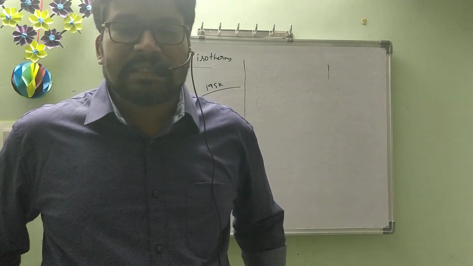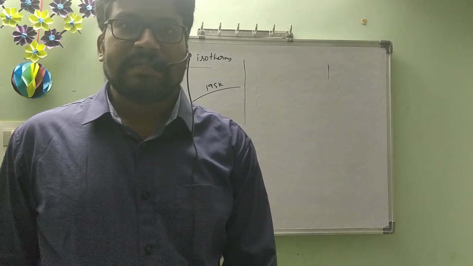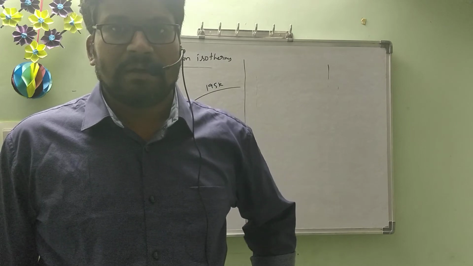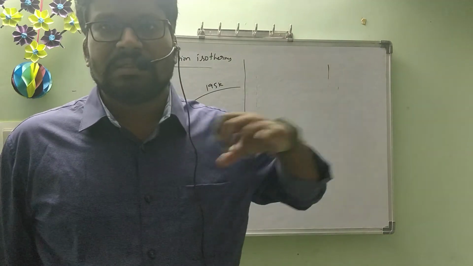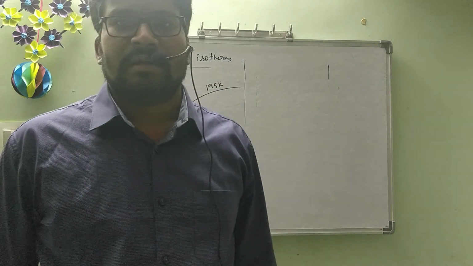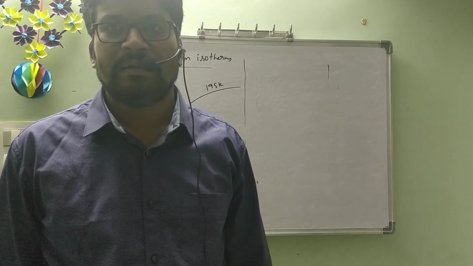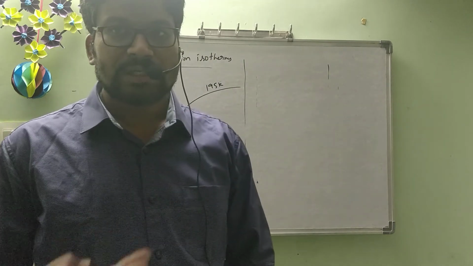Hardly 7 or 8 periods we will complete the surface chemistry. 7 or 8 periods we will complete the P block, 7 or 8 periods we will complete the D and F block. Like that, by September 25th, this month, we will complete the portion. That is my plan. This is about today's class. I hope you understood.